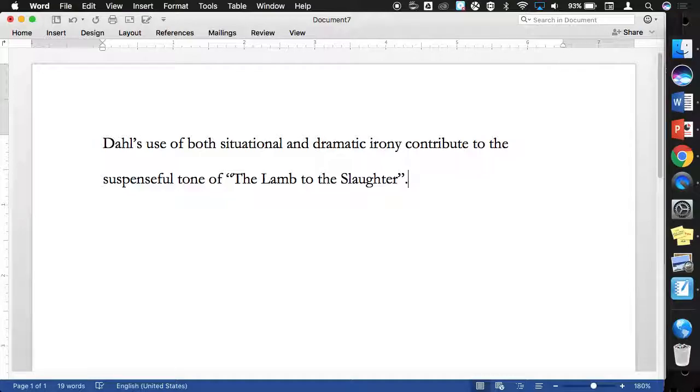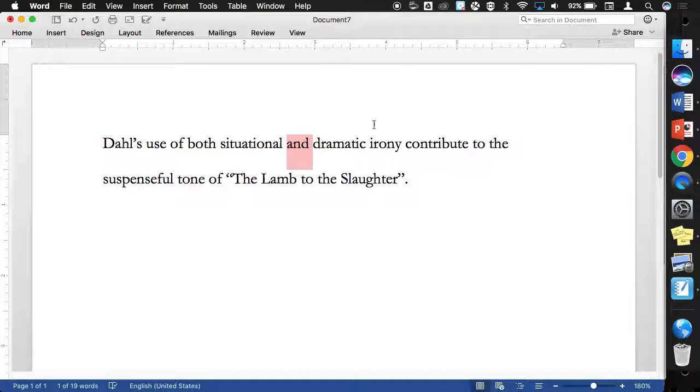What kind of sentence is this? It's simple. Now, Zach, I know you said compound. I don't know if because you saw the word and it made you go compound. I'm simply saying that what he's using is both situational and dramatic, but I'm not using and to link together two independent clauses like a FANBOYS. So Dahl's use of both situational and dramatic irony contribute to the suspenseful tone of "Lamb to the Slaughter."